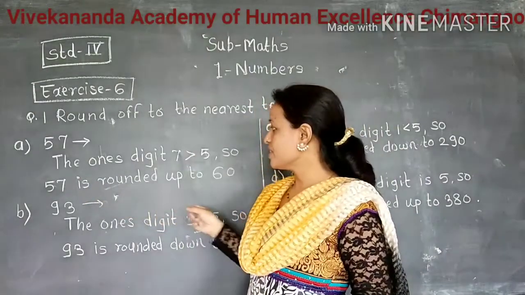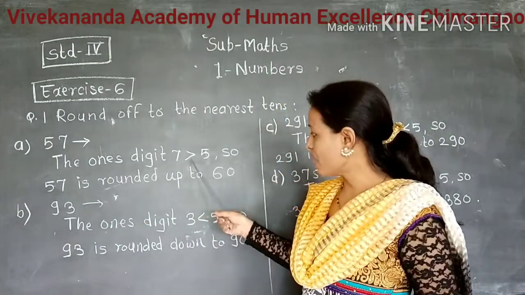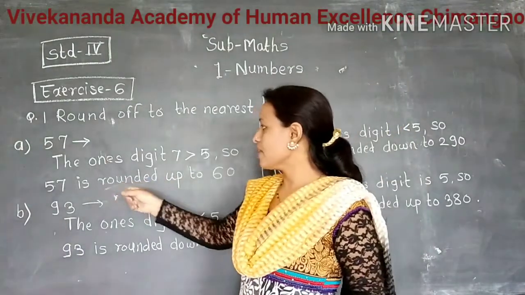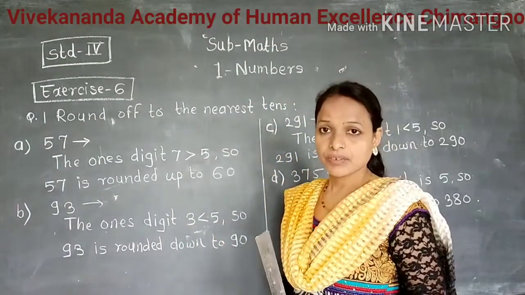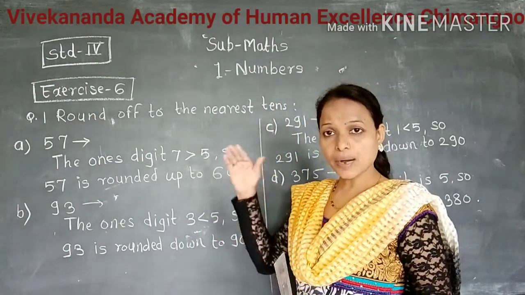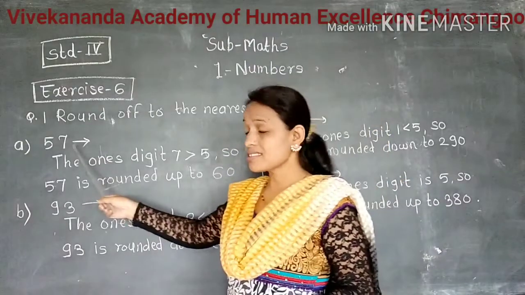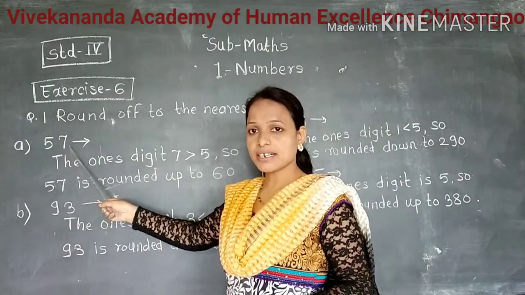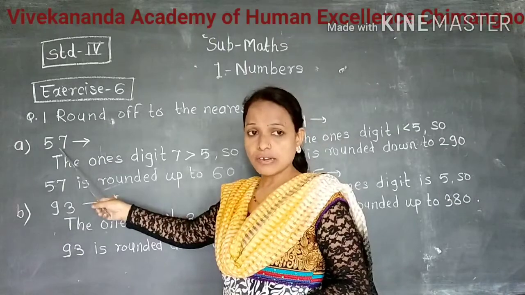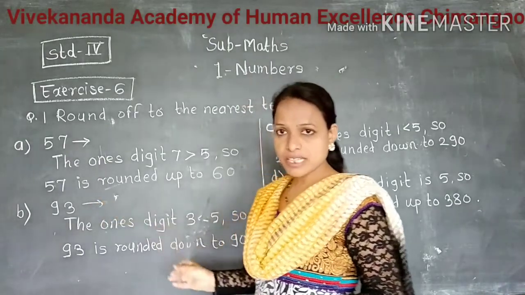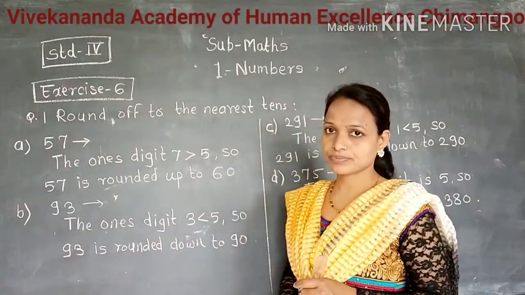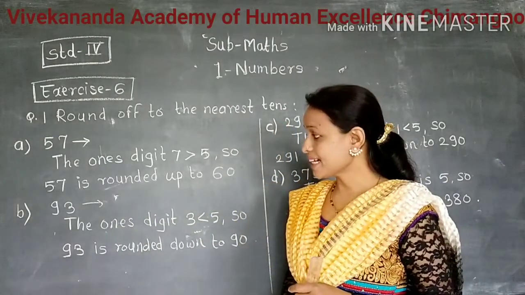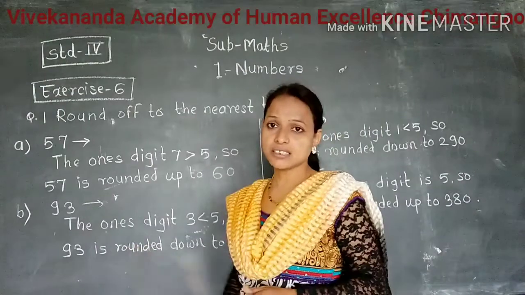So the ones digit 7 is greater than 5. So 57 is rounded up to 60, because the digit at ones place is greater than 5. So the ones place digit is replaced by 0 and the tens place digit is increased by 1. Understood? Second number is 93.